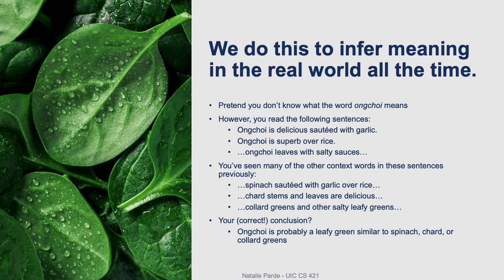We actually do this ourselves all the time, and the textbook provides a nice case example of this. Let's say, for example, that you've never heard of the word ong choy, which is also sometimes referred to as water spinach and is found in a lot of Asian cuisines. However, you're reading some cooking blogs, and you see a bunch of sentences like these. Although you've never seen the word ong choy before, you've seen the other words in those contexts plenty of times in sentences like these. Because of that, you can probably pretty confidently conclude that ong choy is probably some kind of leafy green, similar to spinach or something like that.